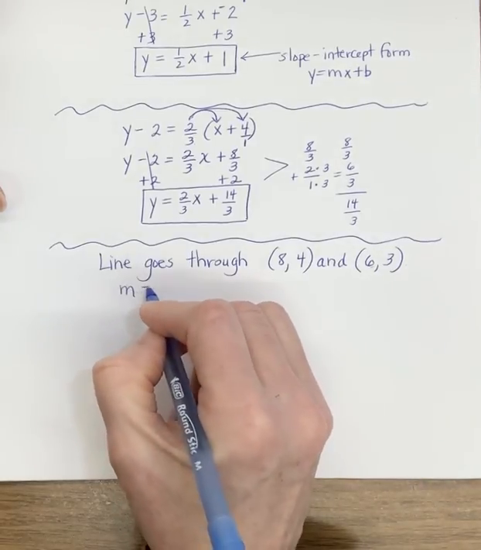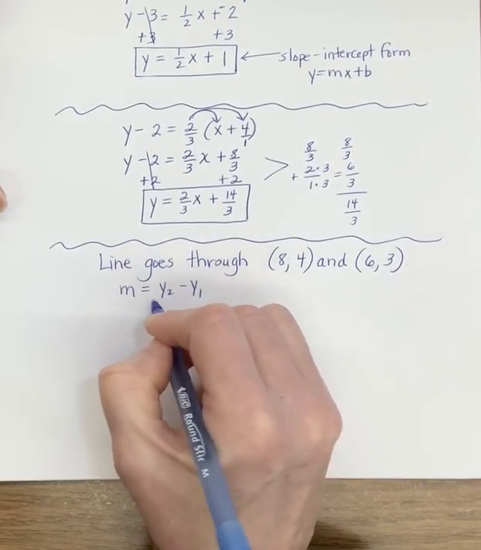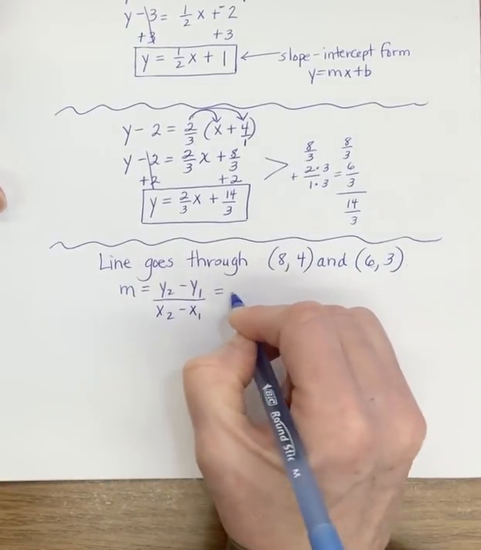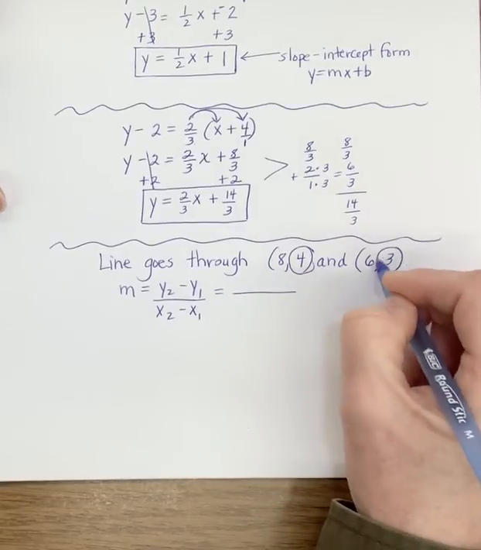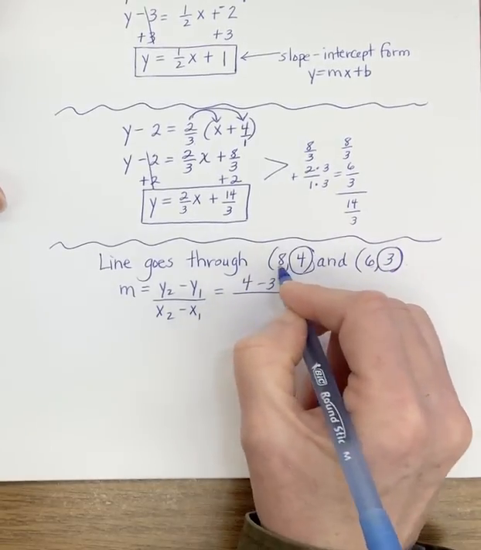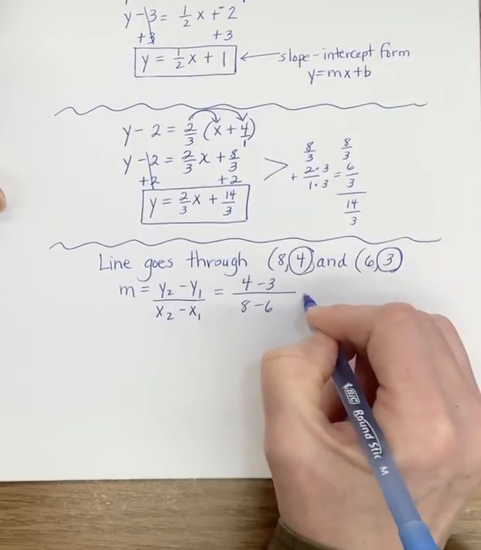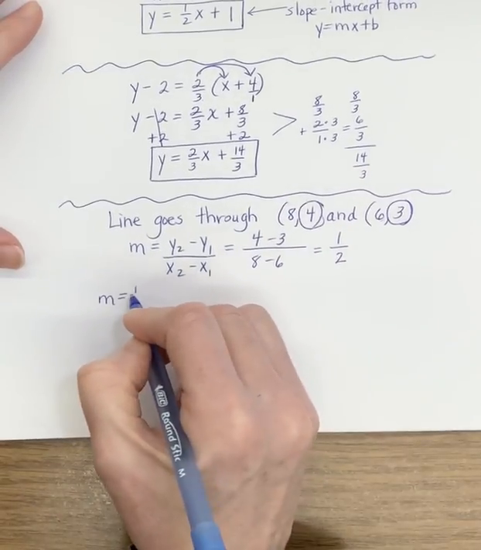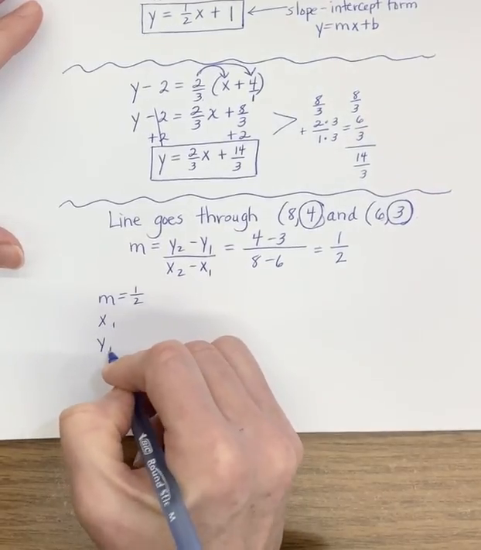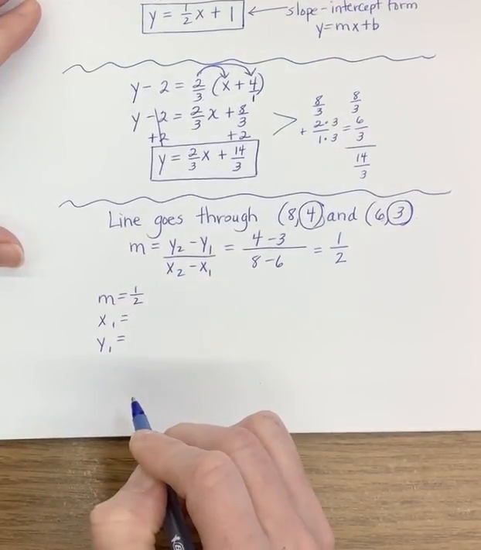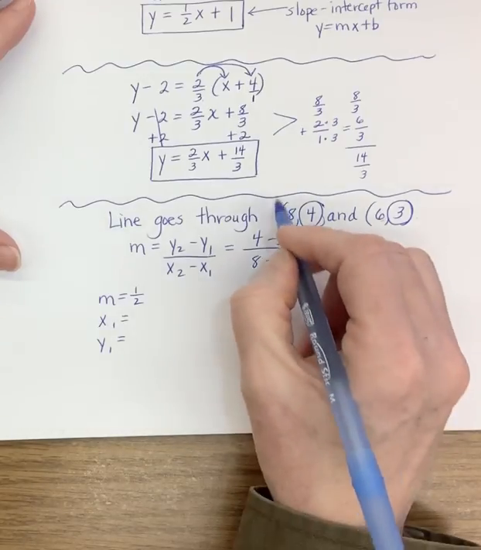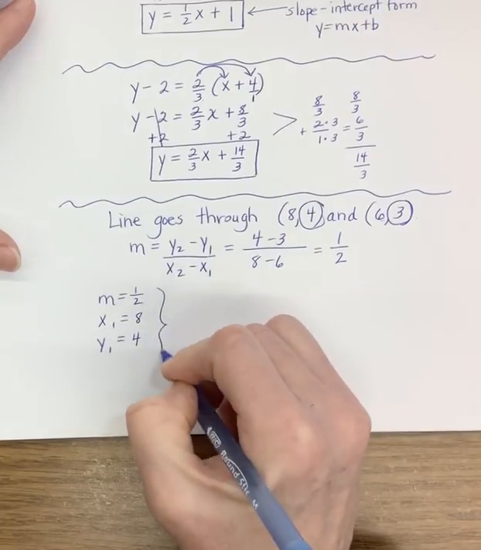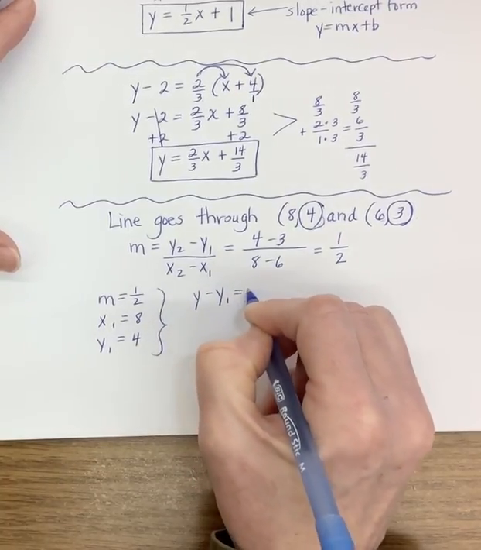The first thing I need to do is find the slope, given the slope formula, which is y2 minus y1 over x2 minus x1. I'm going to subtract my y values in the numerator, my x values in the denominator. I get 1/2. If my slope is 1/2, I can then pair it with x1 and y1 to get an equation. I'm going to use the first ordered pair. x1 will be 8, y1 will be 4. We'll put them into the point-slope form of an equation.